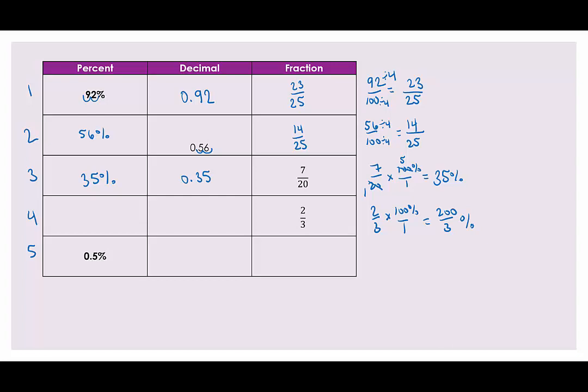Well, that's not helpful, right? The point of percents is that it makes it very clear what we're talking about. And if I said 200 over 3%, you would look at me like I had 7 heads. And that's fair. You should. That's weird. Let's convert it to a mixed number.